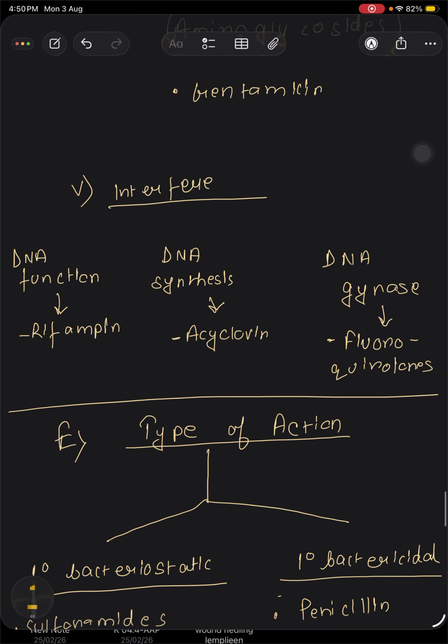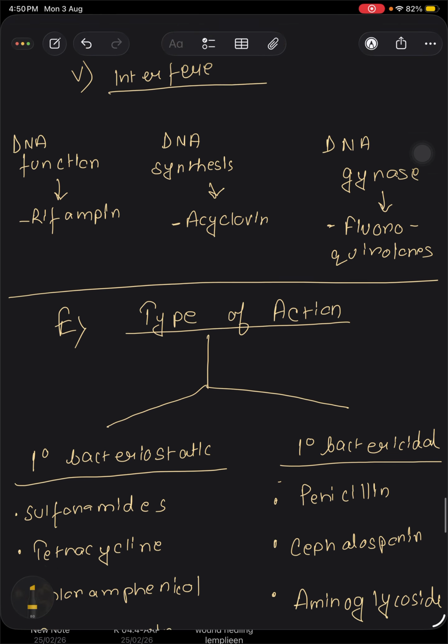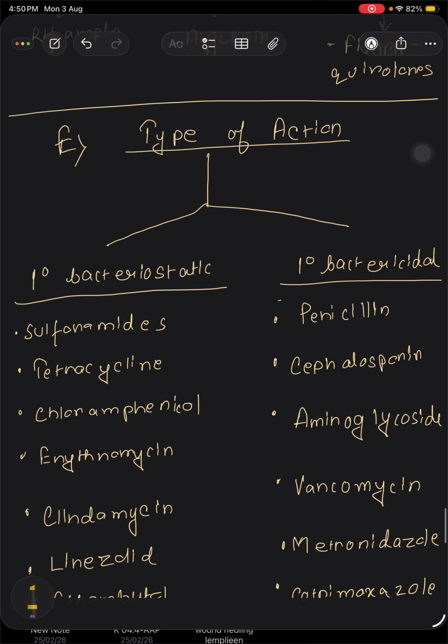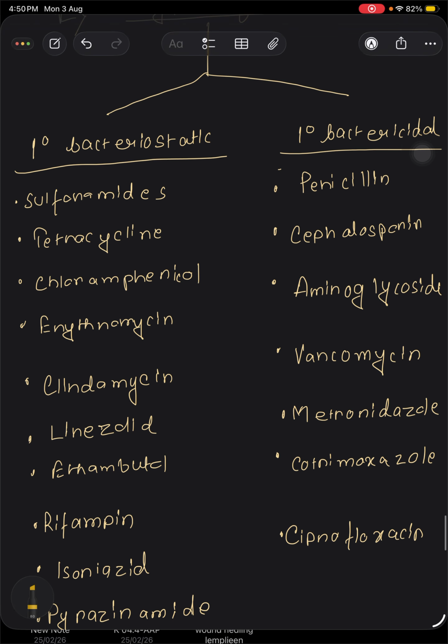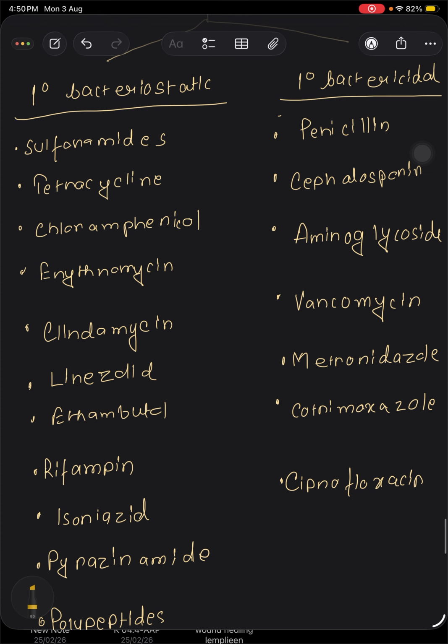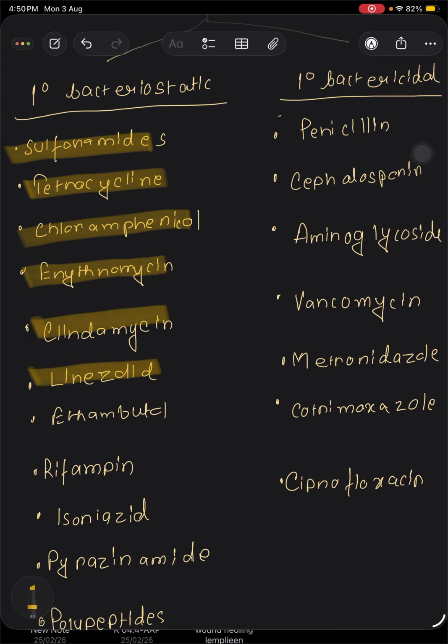Then interfering with DNA function, DNA synthesis and DNA gyrase. Interfering with DNA function, that is rifampin. Interfering with DNA synthesis, acyclovir, and interfering with DNA gyrase, fluoroquinolones. On the basis of type of action, primary bacteriostatic and primary bactericidal. Primary bacteriostatic, there are sulfonamides, tetracyclines, chloramphenicol, erythromycin, clindamycin, linezolid, ethambutol, rifampin.